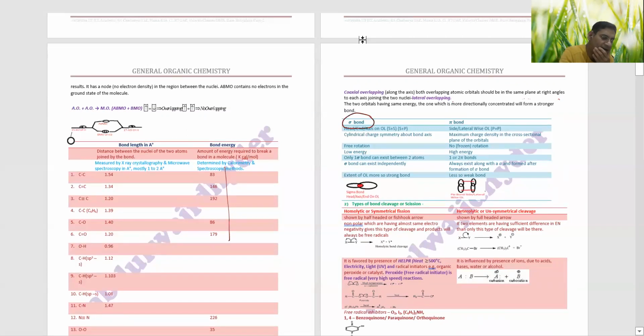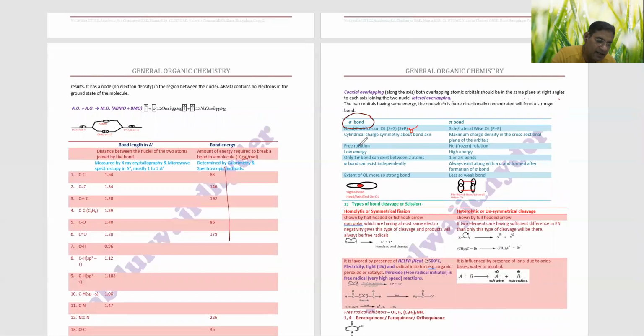Sigma bond will be formed by the head-on overlapping, or the end-on overlapping, or the axis-on overlapping of the orbitals. That is S plus S or S plus PZ. It can never be PX or PY. What about pi bond? Pi bond will be formed by the sidewise or lateral overlapping. That is PX plus PX or PY plus PY. PZ, PZ will always form a sigma bond.